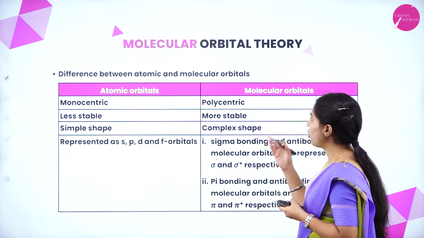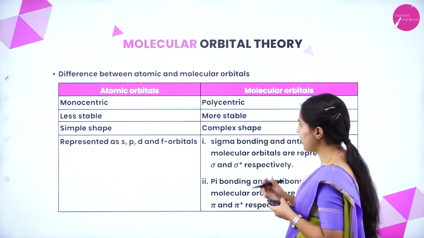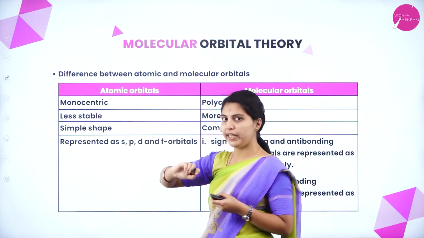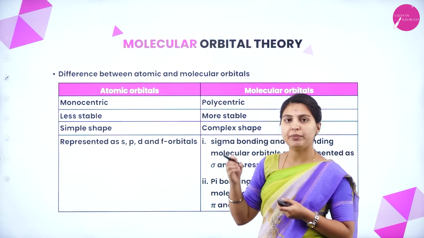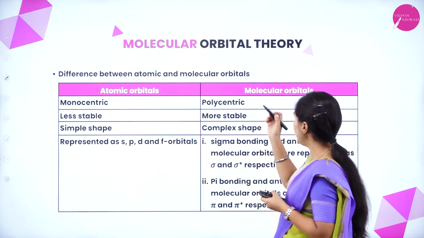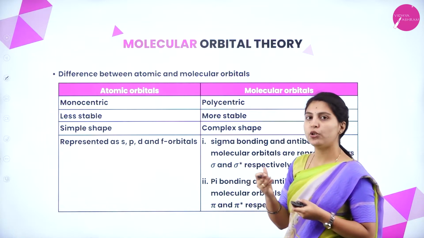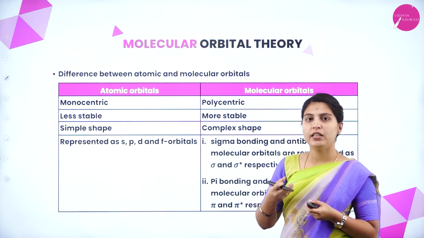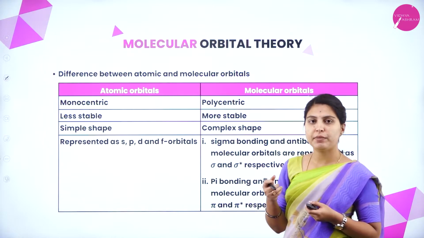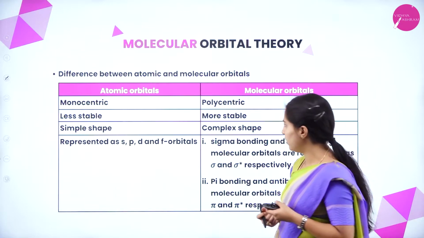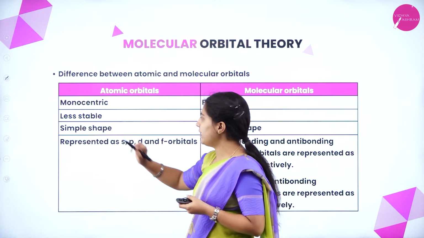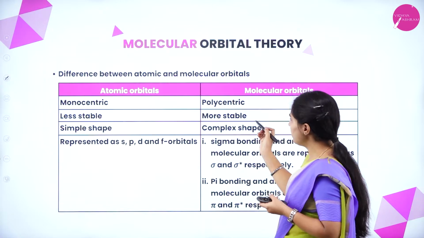The difference between atomic and molecular orbitals. As I told, atomic orbitals are monocentric, meaning in an atom a single nucleus will be present. It will be influenced by only a single atom. In a molecular orbital, in a molecule, two or more atoms can be present. In each atom, a nucleus will be present. It will be influenced by many nuclei. It is less stable. It is more stable.